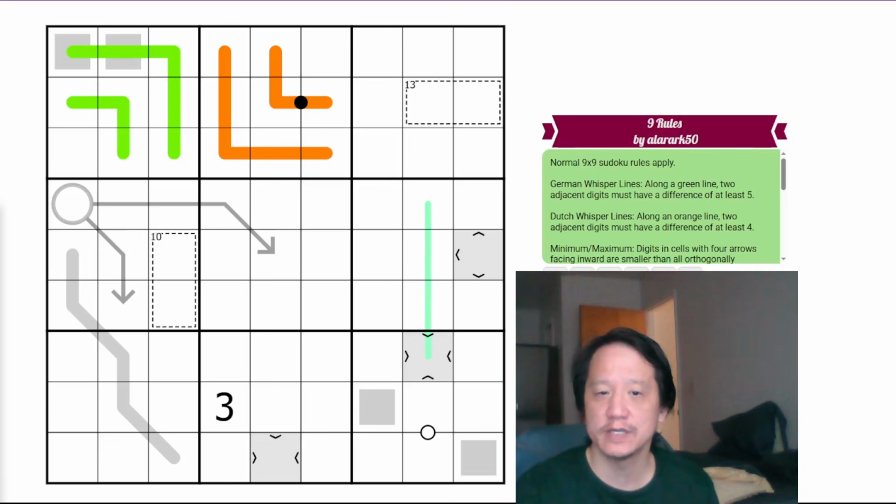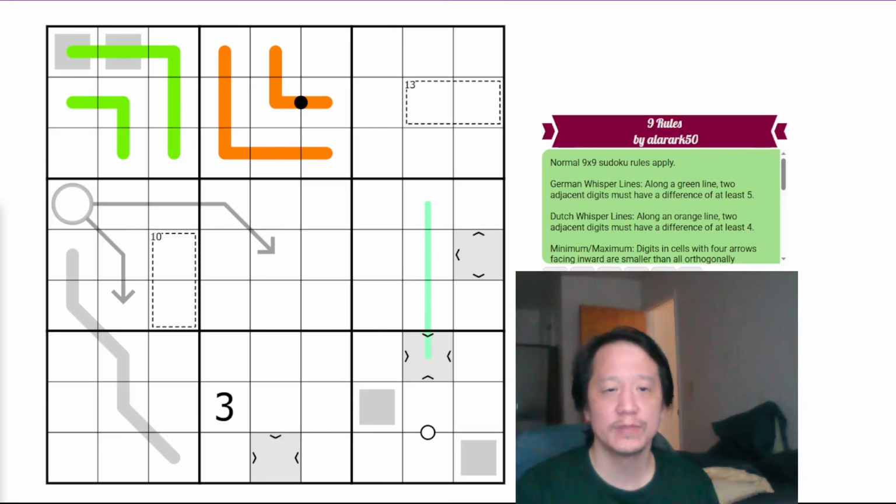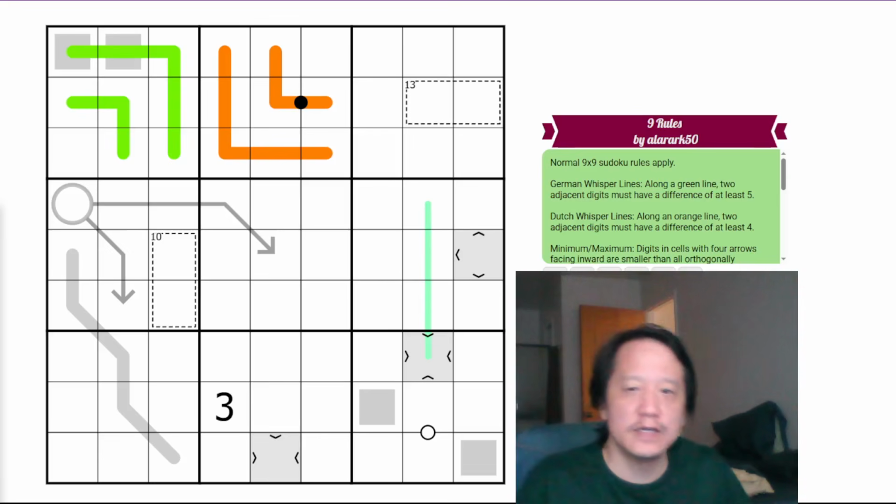We take a very easy Sudoku puzzle and break it down in detail so that you can learn how to Sudoku. Today's very easy puzzle is called 9 Rules by Alarark50. And here are the rules.